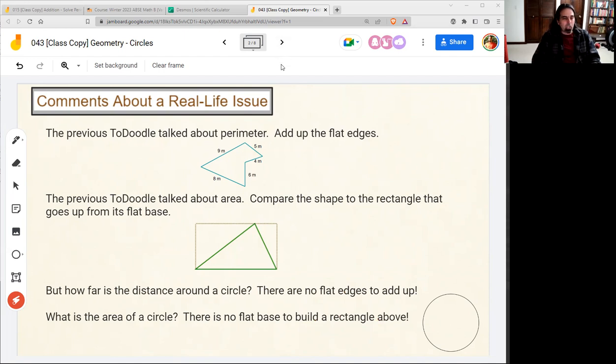And circles have a challenge. Everything so far has been about flat edges. I want to add up flat edges to find perimeter. Or for area, I want to make a box that comes off the flat base of a shape. But there's nothing flat in a circle, so what do I do?